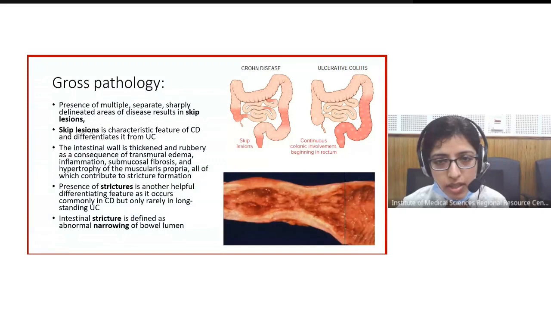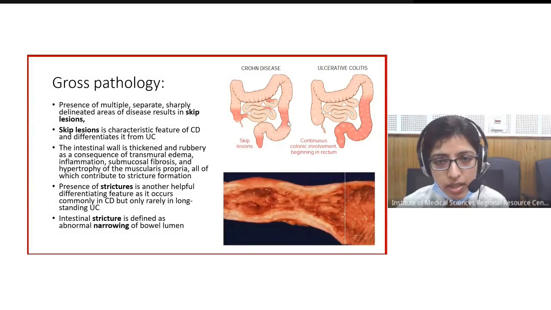So Crohn's skip lesion is a characteristic feature of Crohn's disease and differentiates it from ulcerative colitis. Differences between Crohn's disease and ulcerative colitis is a very important question for you people. So you really need to understand, so that once you have an understanding, you will be able to write the differences yourself. Now, in Crohn's disease, as I had mentioned, there is transmural involvement.